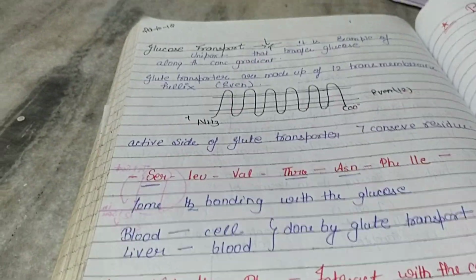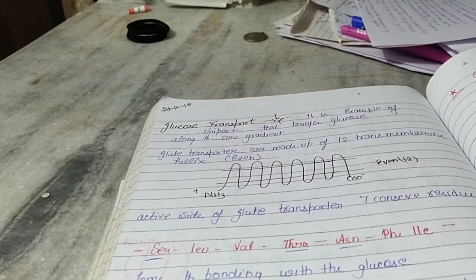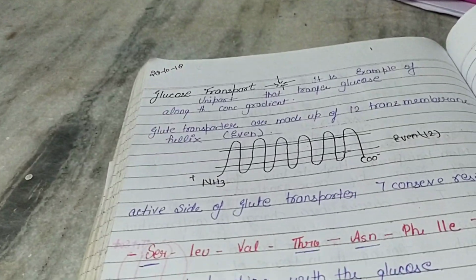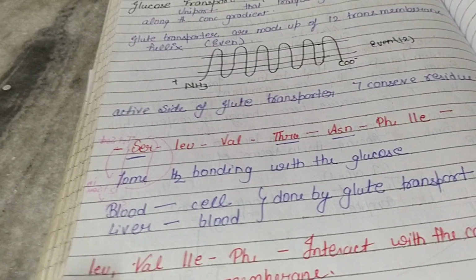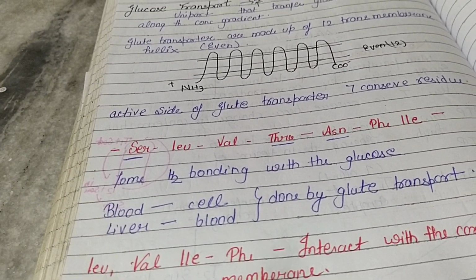Now we talk about glucose transport. It is an example of a uniport that transports glucose along the concentration gradient. GLUT transporters are made of 12 transmembrane segments. It means one in, one out, and so on, and it is an example of type 3.